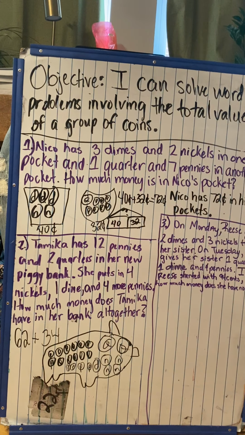We can do this mentally. We know that 2 ones and another 4 ones is 6 ones, and 6 tens and 3 tens equals 9 tens. So Tamika has a total of 96 cents altogether. Now, I don't have much room to write my sentence, but if I were to write my sentence, it would say, maybe I can squeeze it down here.